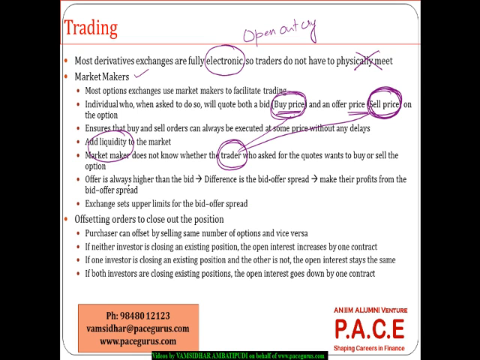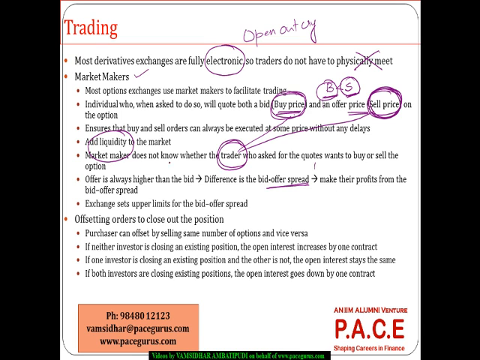But just as a ballpark rule, we'll always see that the buy price will always be less than the sell price, because the buy price is the price at which the market maker is willing to buy the option. The sell price is the price at which the market maker is willing to sell the option. Obviously, he wants to buy for a lesser price and sell at a higher price. And that difference is what we call the bid offer spread. And the market maker is actually making a profit out of this bid offer spread itself.